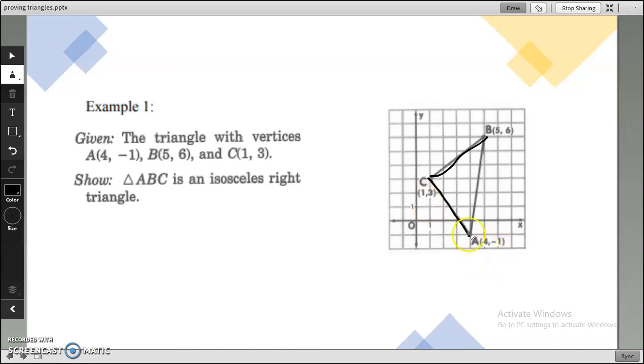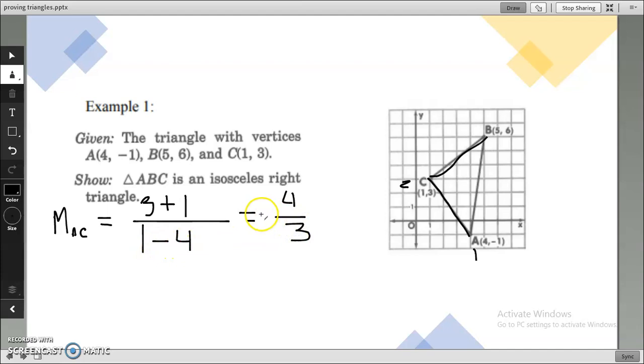So I'll look at A to C and see what that slope is. It doesn't matter which point I choose to go first, so I'll choose A as my first point and C as my second point. Slope is y2 minus y1 over x2 minus x1. So y2 is 3, y1 is -1, so that's minus a -1, which turns into +1. And then x2 is 1 and x1 is 4, so that's -3. So I have 4 over -3, which is -4/3.